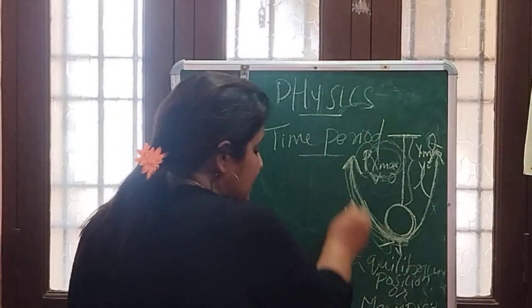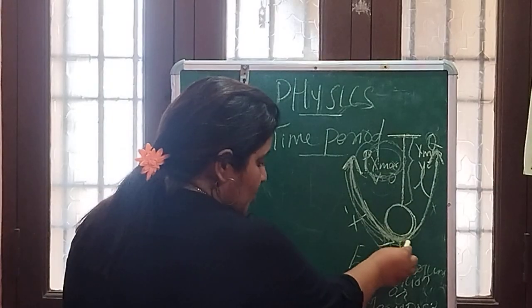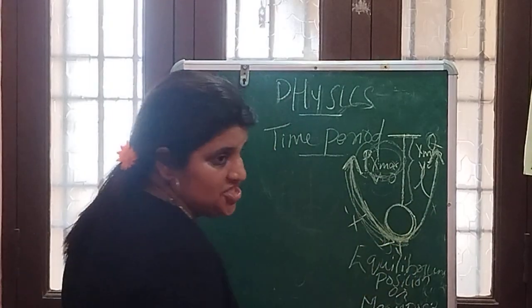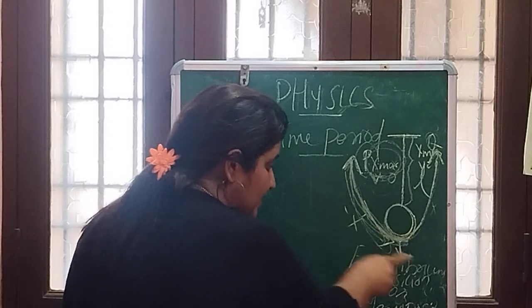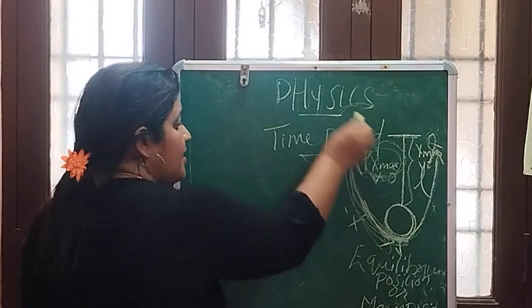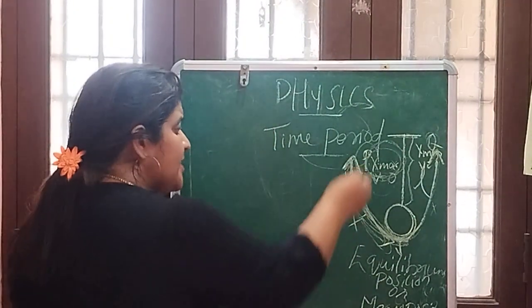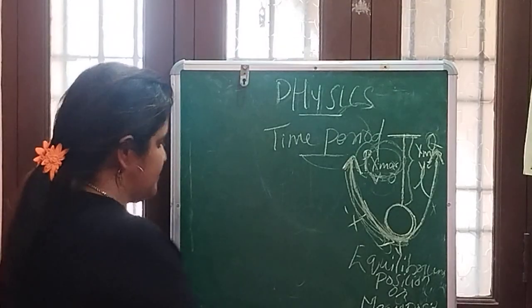So time period is the time taken by this bob to complete this one oscillation. How much time this bob has taken in order to complete one complete oscillation is called the time period. Time period we will always denote in seconds.